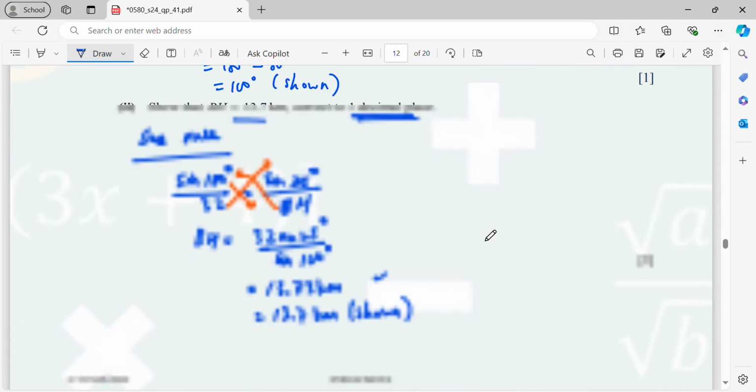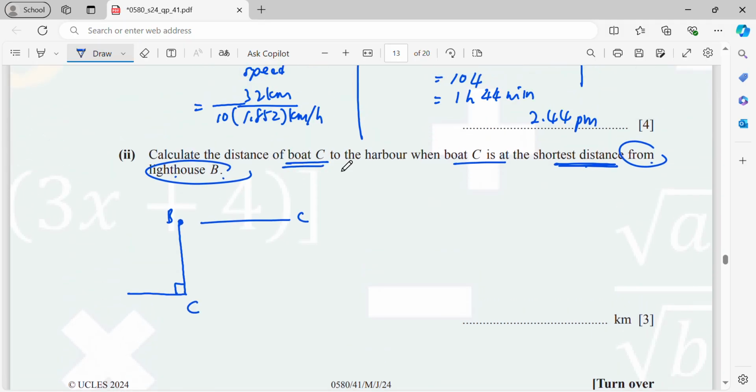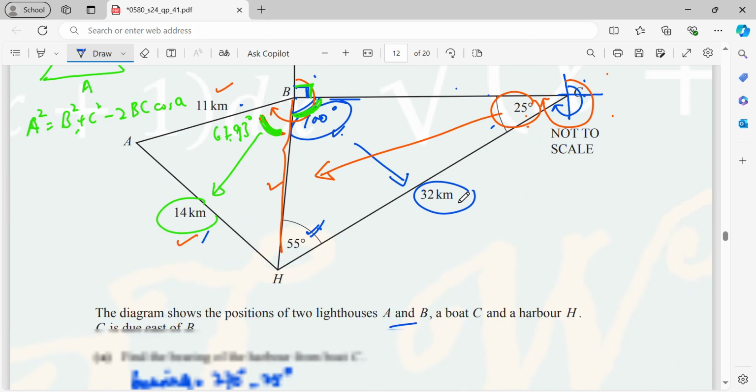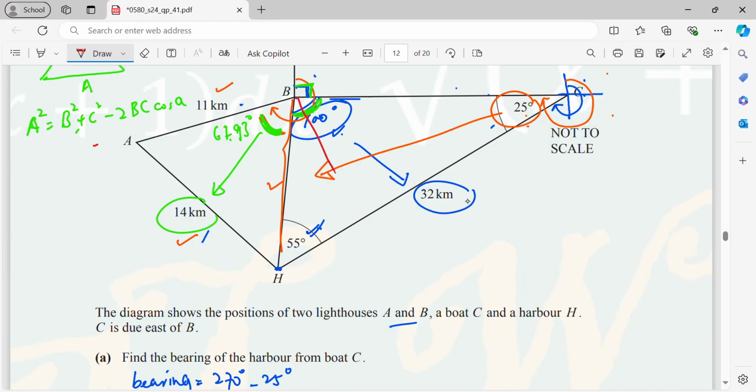So it's like this. This is a point, this is B. Initially your C was here, but since it's mentioned shortest distance from B, you have to draw a line from B to C and make sure it is 90 degrees. Which means your C is over here. Then I need to find the distance from C to H, because now your H is over here, with 90 degrees here. So your C becomes here now. This is the shortest distance from B to C, right?